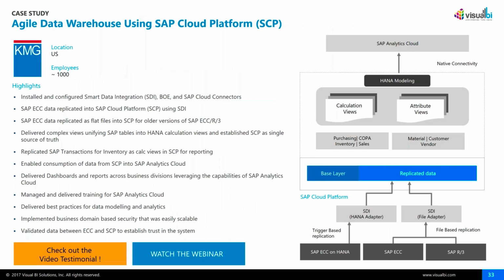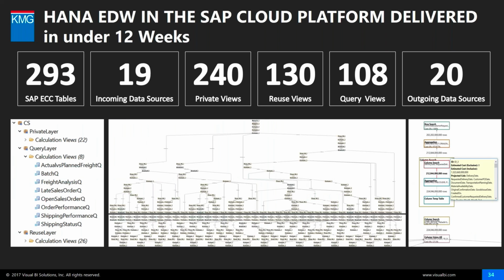I wanted to bring one of our customer case studies, KMG Chemicals. They were an early adopter of HANA enterprise data warehouses in the cloud. We helped them set up in SAP Cloud Platform. They have their entire ECC data warehouse replicated into HANA Cloud Platform and Analytics Cloud. You can see pretty much what you can achieve with BW has been achieved with HANA in the cloud. And this is a very successful case study.